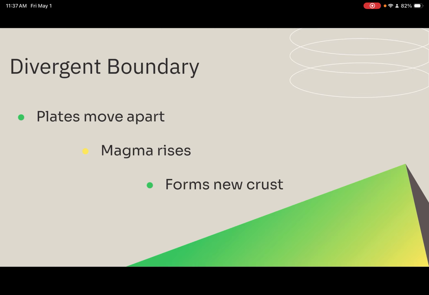So now we're going to talk about the last boundary, which is divergent boundaries. And divergent boundaries are plates that move away from each other. And when this occurs, magma rises from below and creates a new crust. And then this is common at mid-ocean ridges, like in the middle of the Atlantic Ocean.